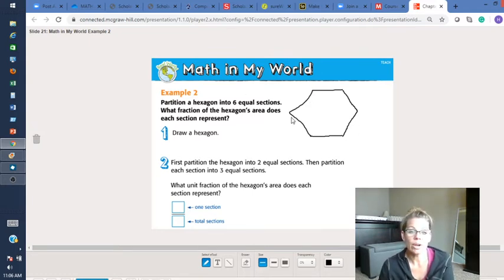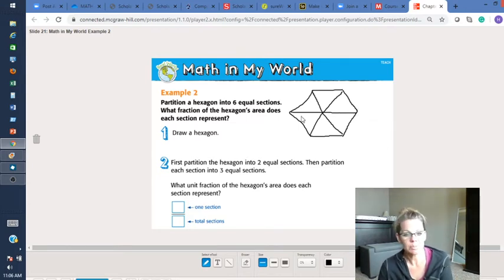Okay, now we're going to divide it into 6 equal sections. So we already know we just go corner to corner because we have 6 angles and 6 sides. And then we have how many pieces? 6 pieces, right? So these guys said we could also do it like this. We could partition it into 2 equal pieces to start. So we could just divide it right in half in the middle like that.